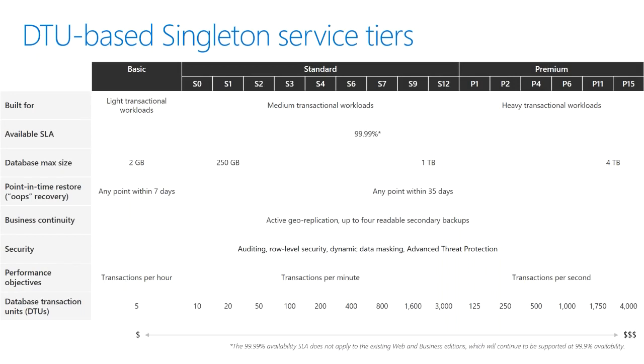In a DTU-based single database service tier, as we said, the basic is designed for very light transactional workloads with 2 gigabytes of max data size, where the standard can go from 250 gigabytes to 1 terabyte, and the premium up to 4 terabytes of database size. It also has up to 4 readable secondary backups with active geo-replication, and we can support up to 4,000 database transaction units on the premium side.